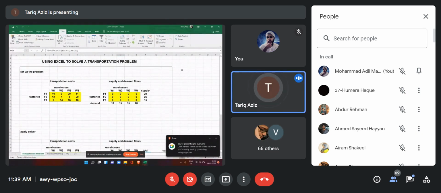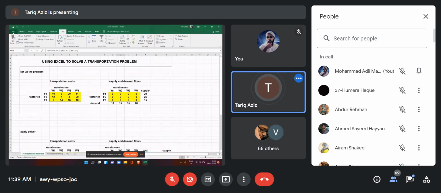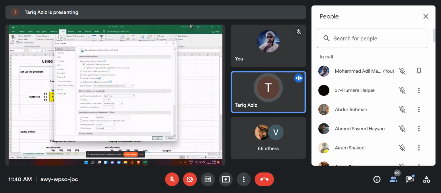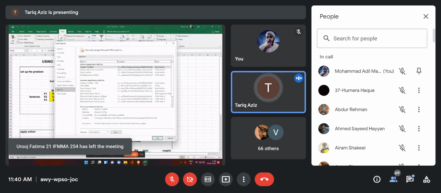So before using solver, first you have to enable this option, and this option can be enabled by coming to the file tab. Under this file tab, you will find options. Once you click on options, various options come up, and one of them is add-ins. Add-ins mean extra features that are not enabled by default.